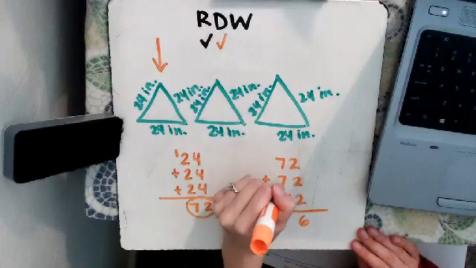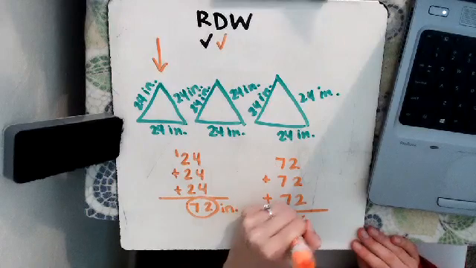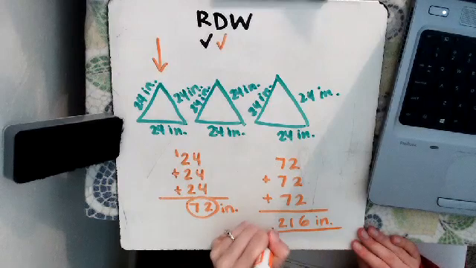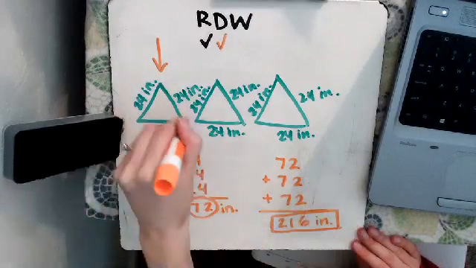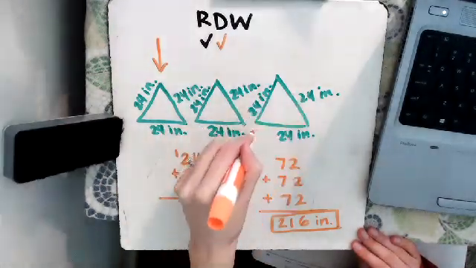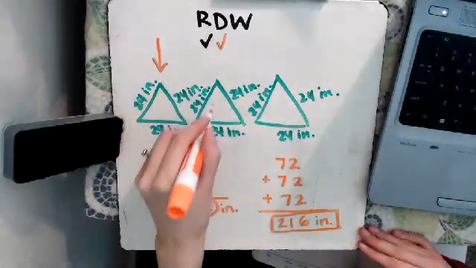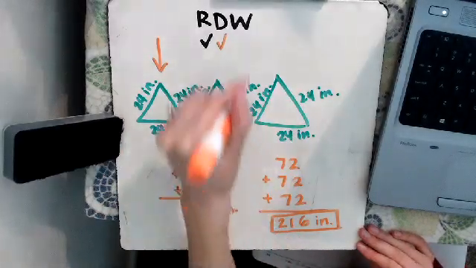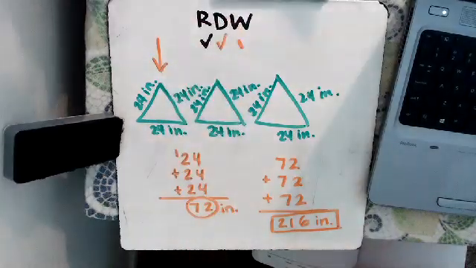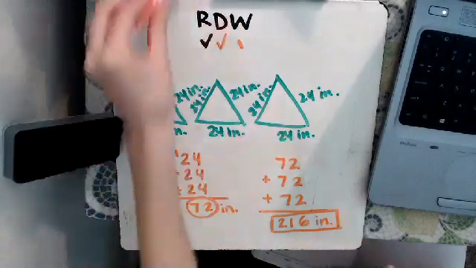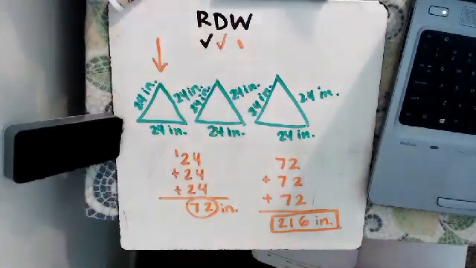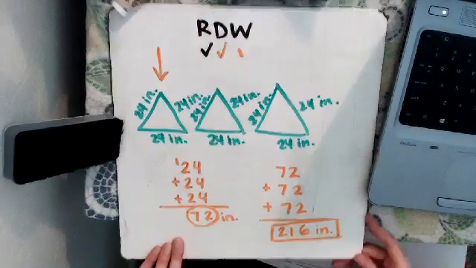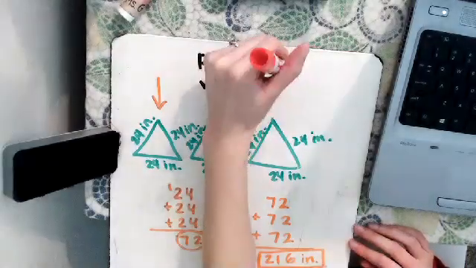7 plus 7, 14, plus 7, 21. Did you get the same answer I did? So the total perimeter of all 3 triangles, the total amount of ribbon they need to make the 3 flags is 216 inches. I wrote my number sentences. What's the last step? A word sentence. I'm going to steal the words right from the problem. It says, how many inches of ribbon does the troop use? I'm going to steal those exact words.